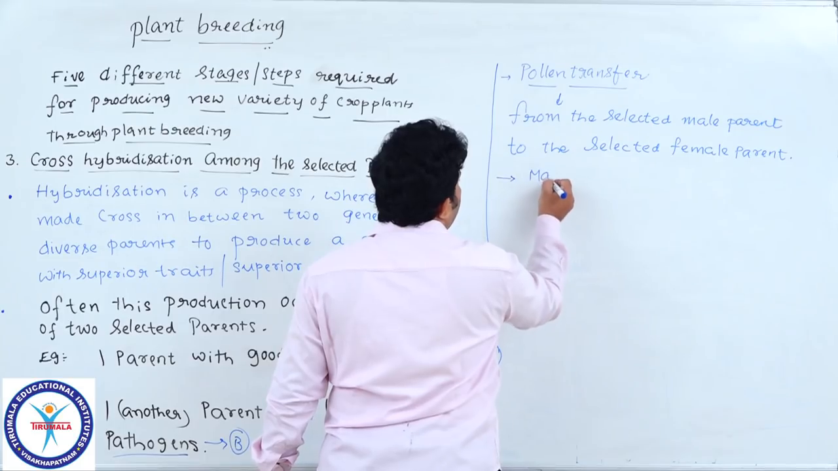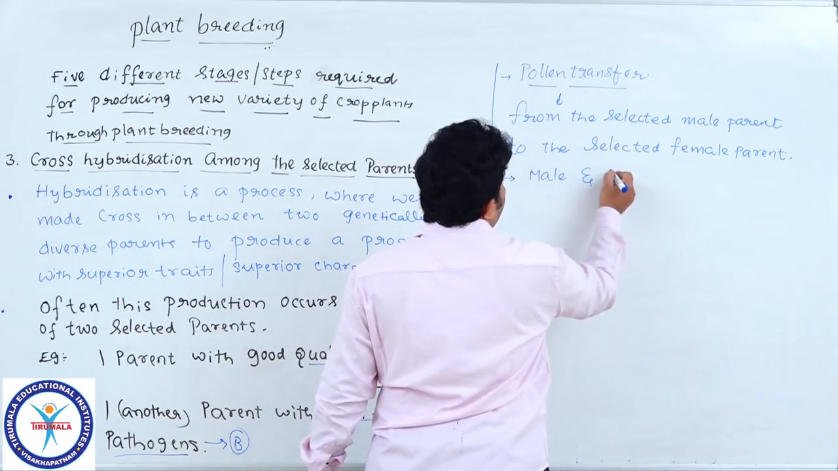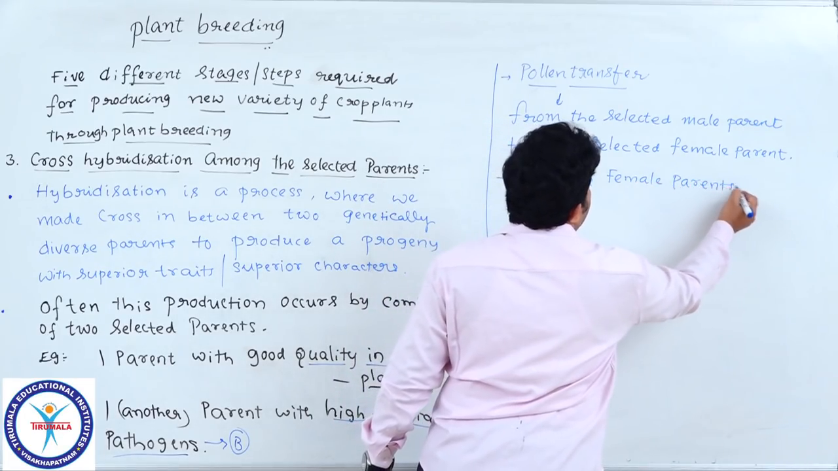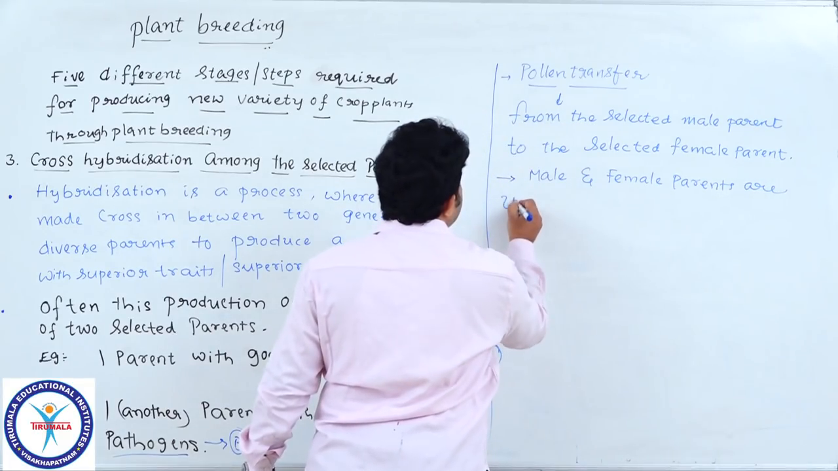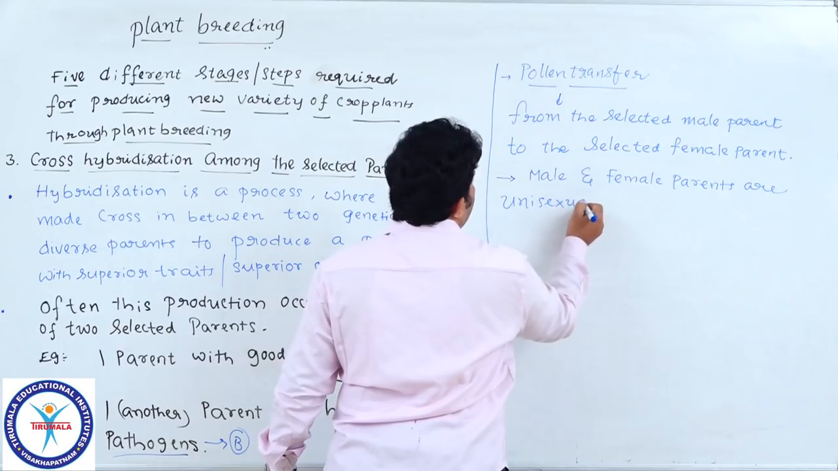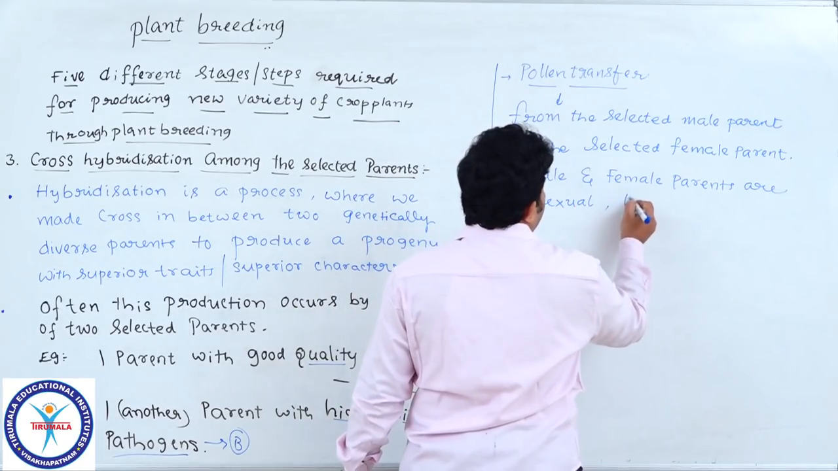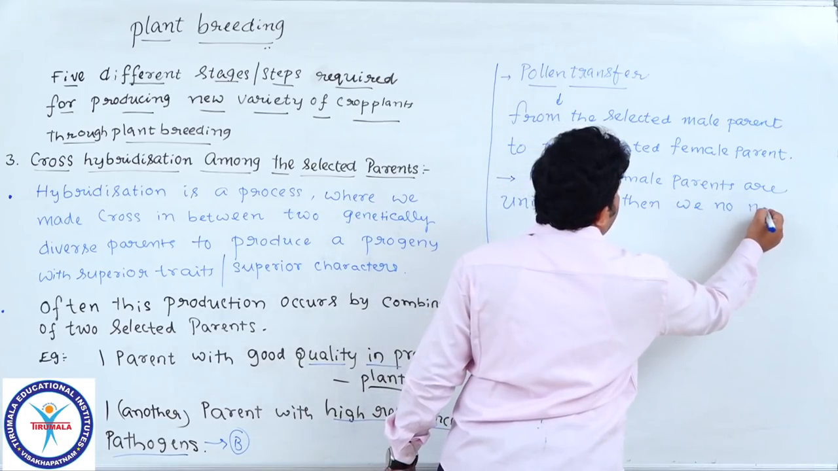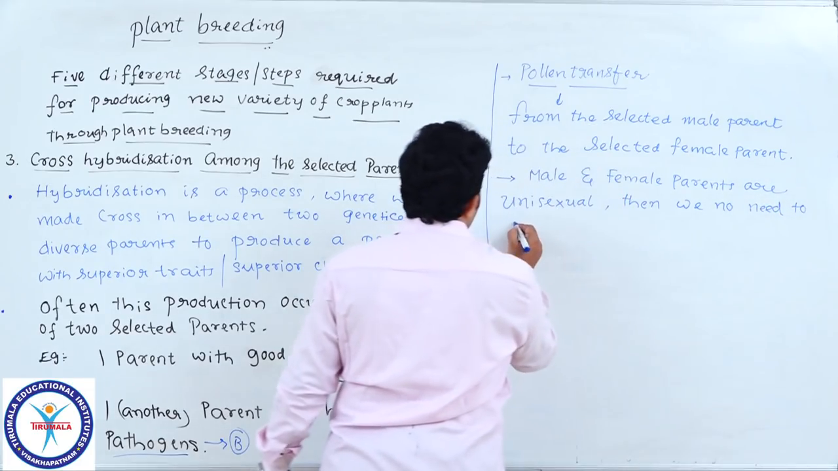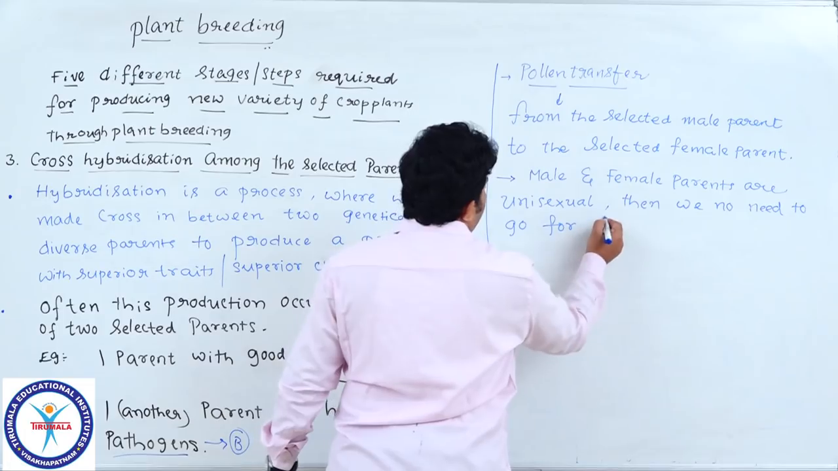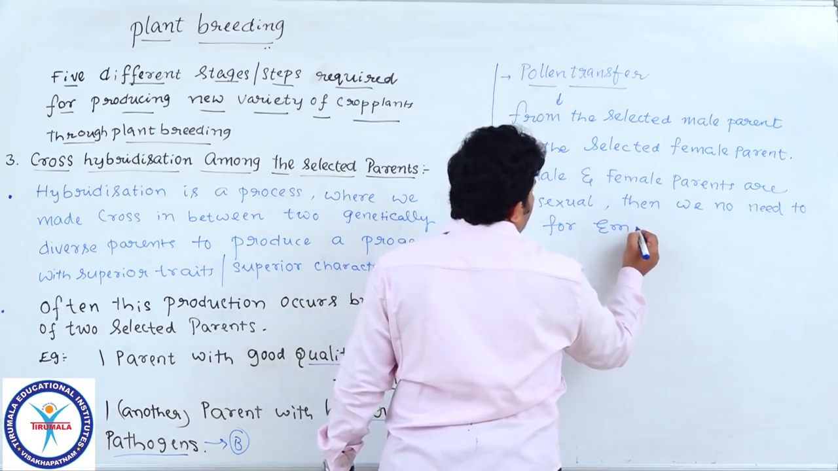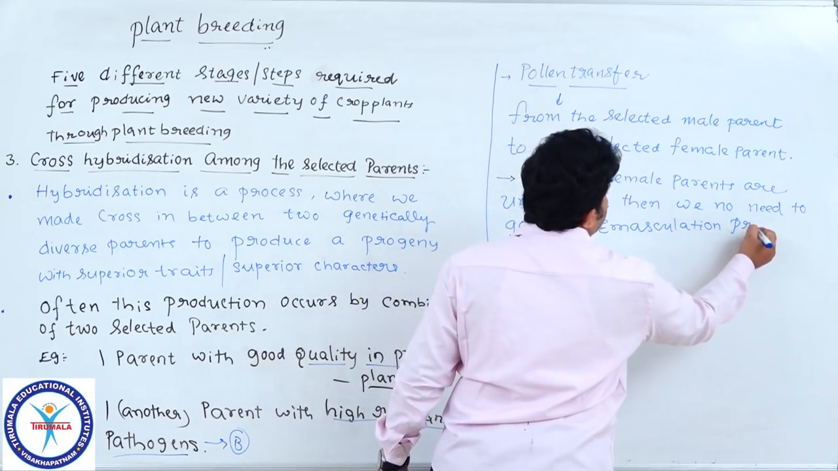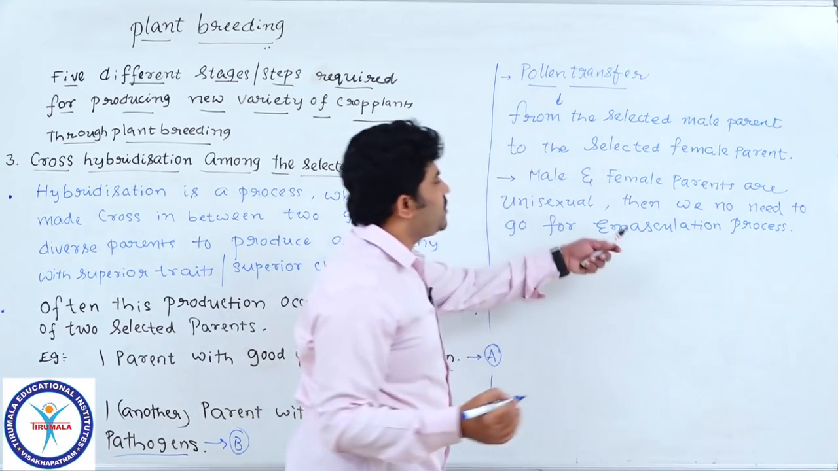So here, suppose these plants, the male and female parental plants, are unisexual, then we have no need to go for the emasculation process. But when is the emasculation process needed?